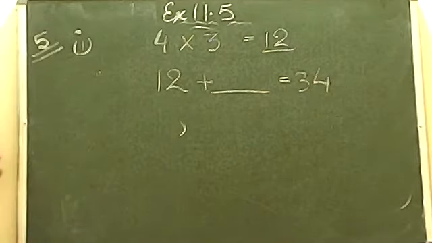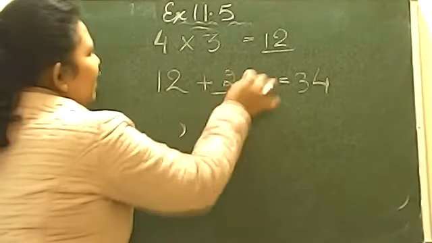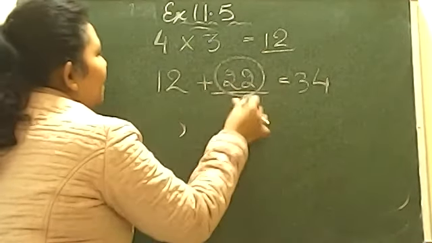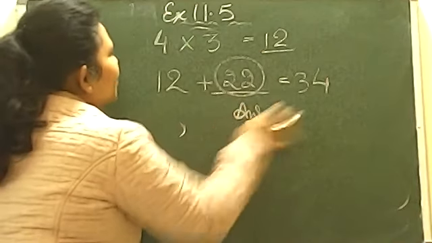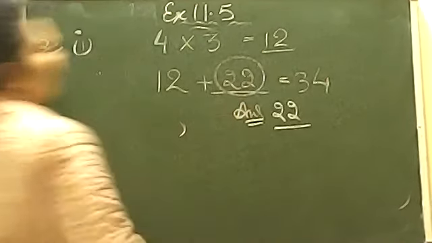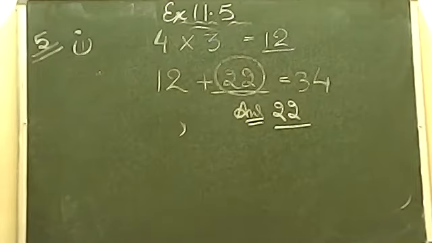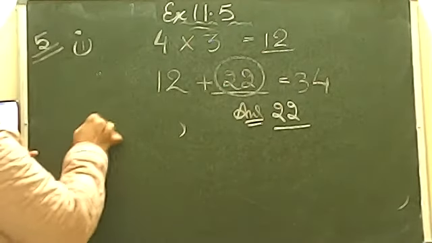Yes, absolutely right. The answer will be 22. So यहाँ पर हमारे riddle का answer है 22. Because when you add 22 to 12, you always get 34. This question is done.